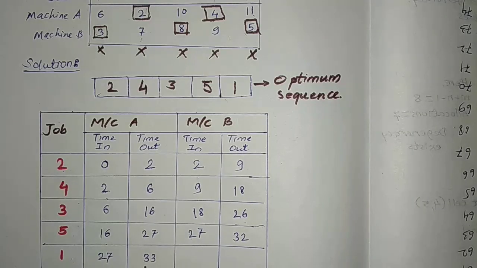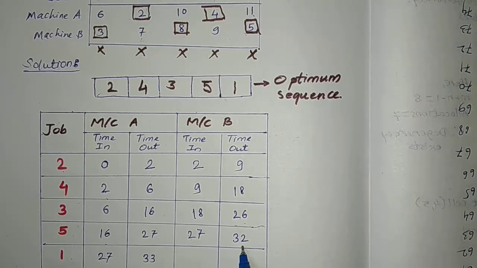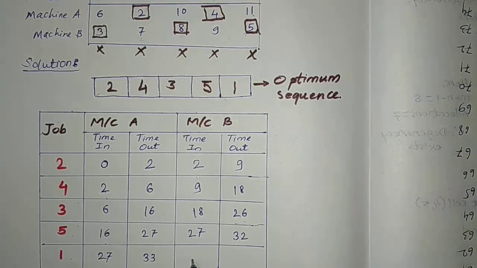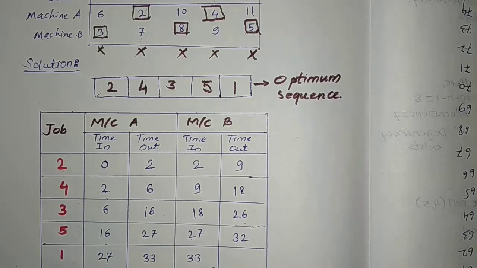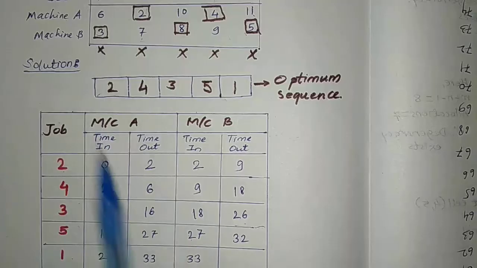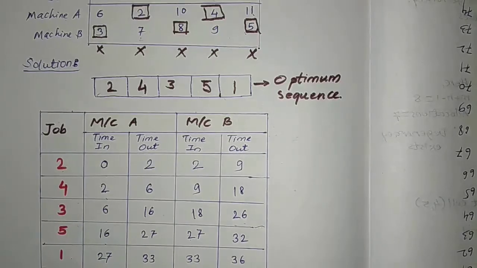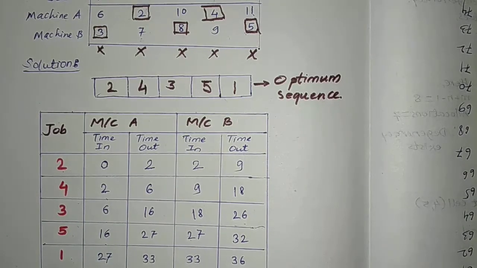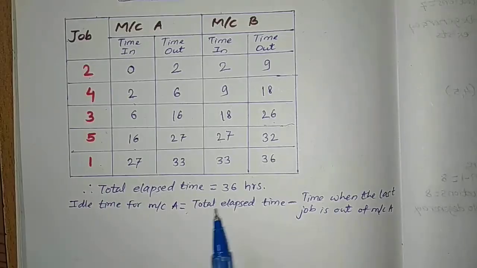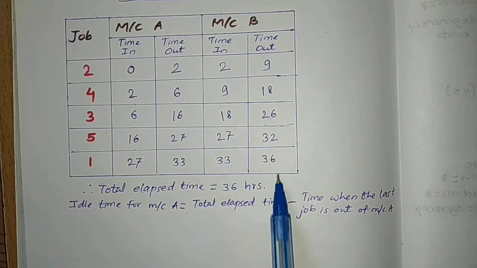Similarly here, the out time for job number 1 is 33 hours from machine A, but machine B is available after 32 hours. So here machine B will have to wait for 1 hour. So the in time will be 33 hours, right? Now the processing time for job number 1 on machine B is 3 hours. So 33 plus 3, 36 hours. So we calculated all the processing times for all the jobs, friends. So therefore we get the total elapsed time as 36 hours.